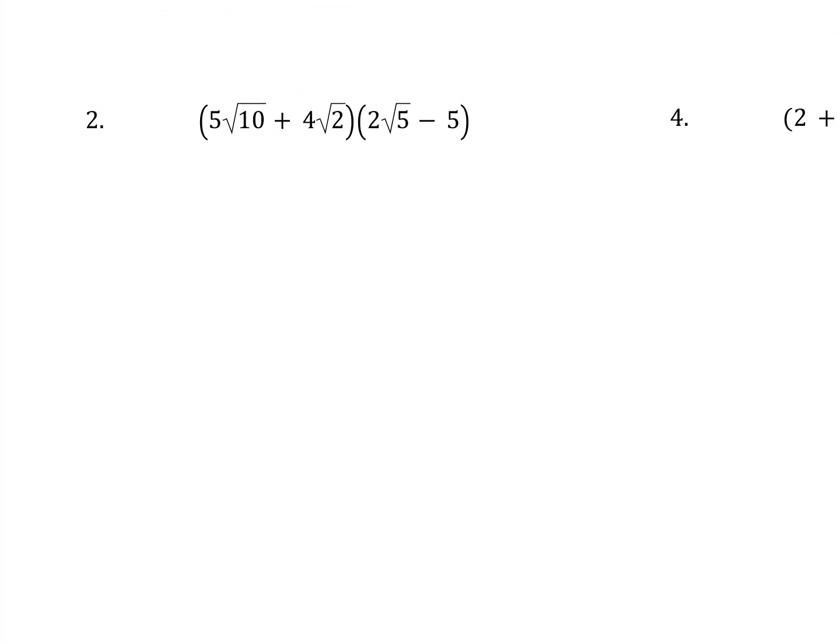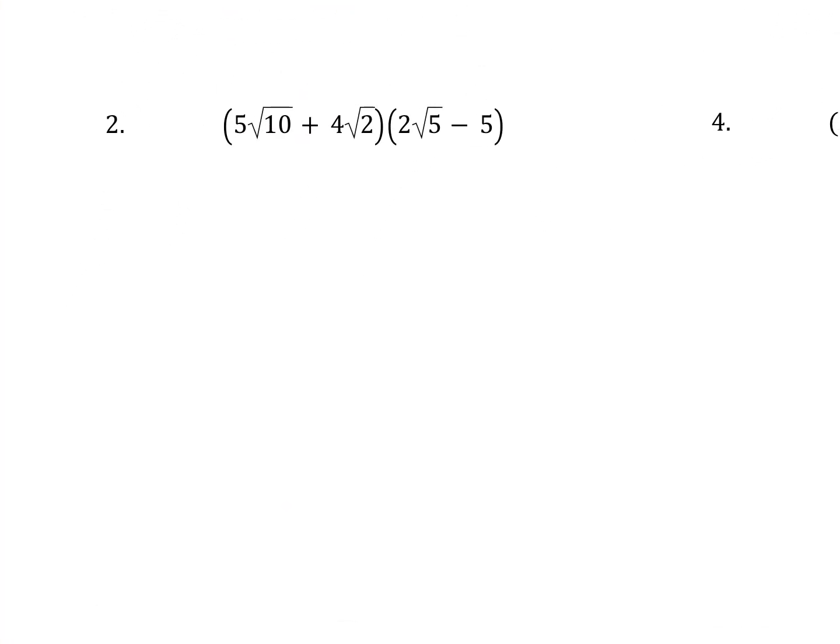All right, let's look at number 2. It's a little bit more involved, but let's do our FOIL method. All right, so FOIL. Let's start with our firsts. I'm going to take this term and multiply it by this term. Now note, this is the whole term. So we need to do 5 root 10 times this whole term, which is 2 root 5. If I multiply my outsides and my insides together, I'm getting 10 root 50.